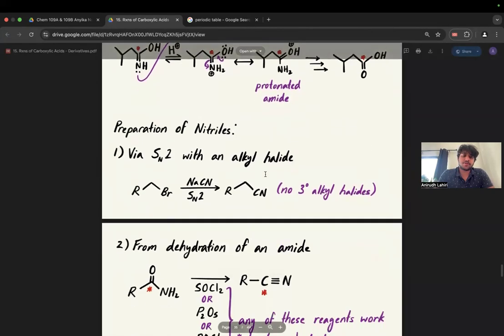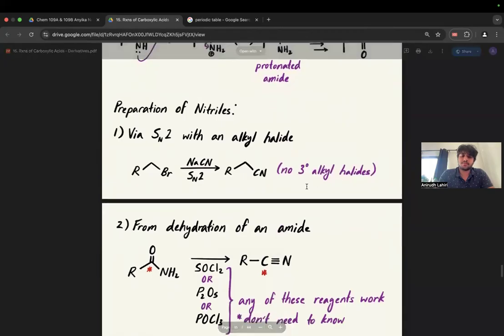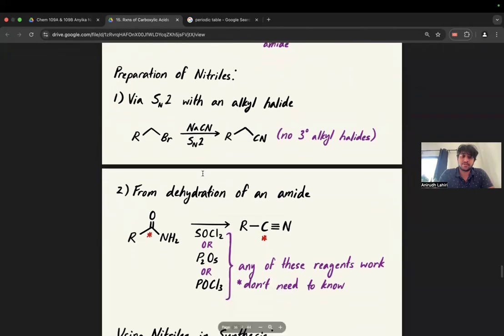Okay, preparation of nitriles. SN2, awesome. This does not work with tertiary alkyl halides. Again, it's prone to SN2. SN2 does not work with tertiary alkyl halides.